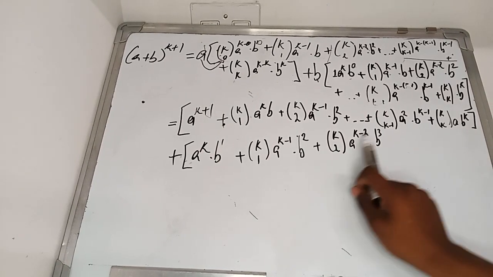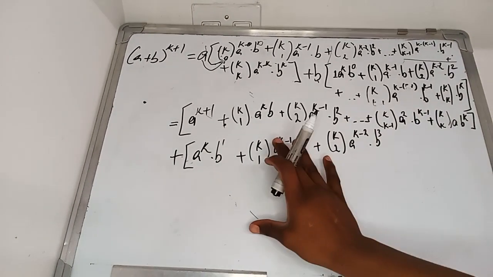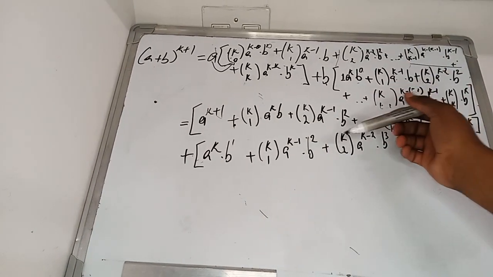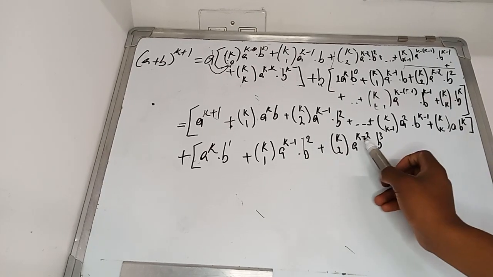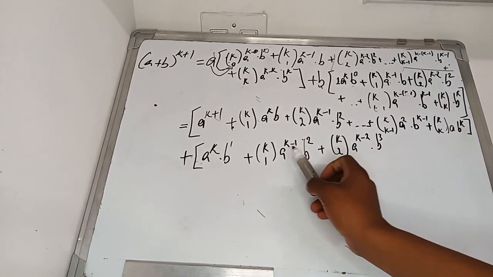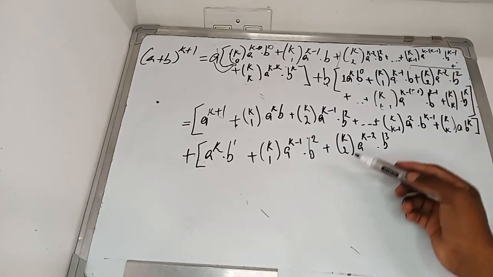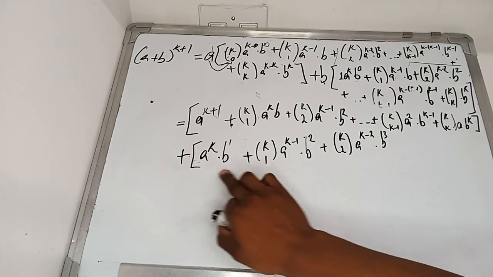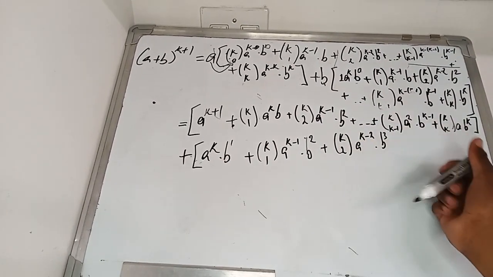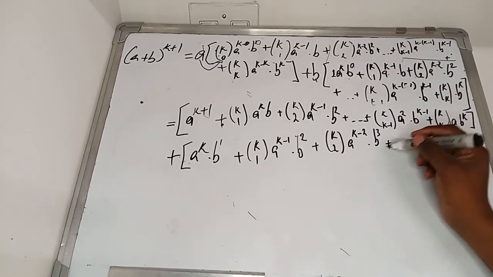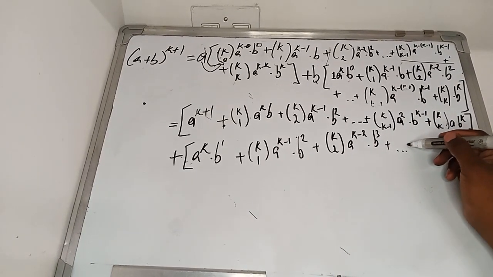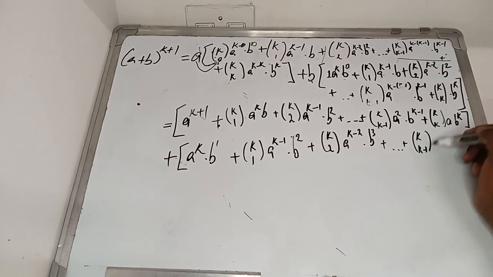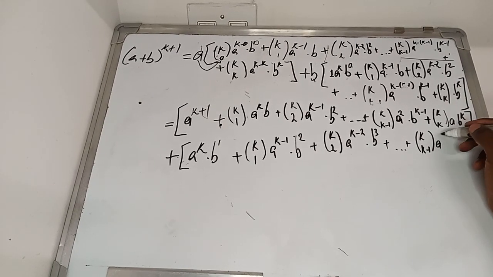It's 1, 2, 3. So the powers of B are increasing whilst the powers of A are decreasing. Look here: k minus 2, k minus 1, k. So the power, of course, k minus 0 here. So the powers of A have to decrease, plus dot dot dot plus k choose k minus 1 to multiply it by k.